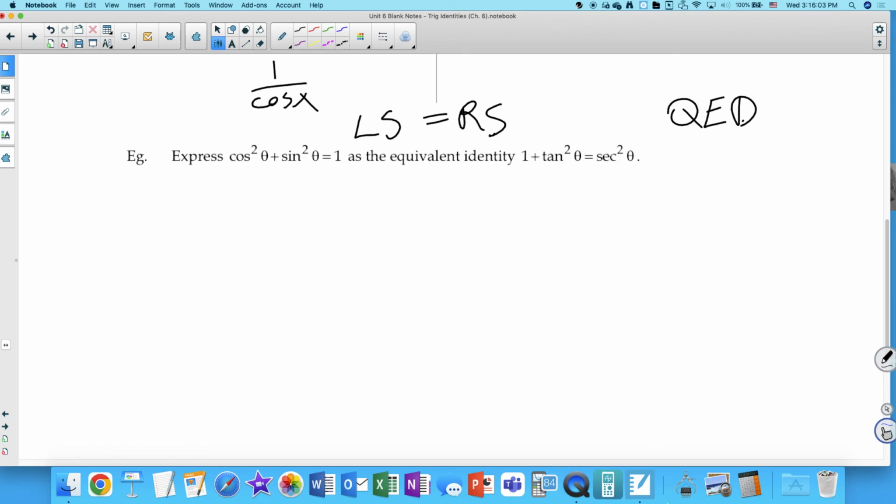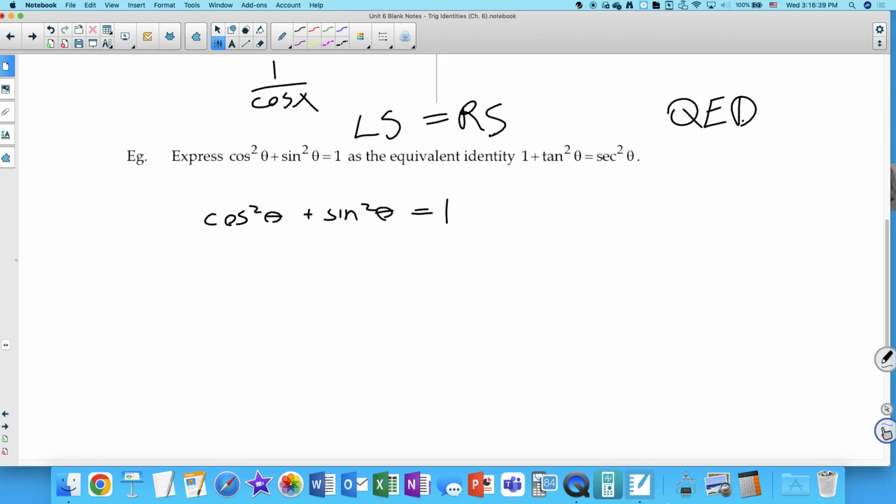We're done because we actually already did this one. Remember? Show that this is equivalent to this. What did we do to get from here to here? Think about just comparing this and this. What would you have to do to cosine squared theta to get it to be 1? Divide it by itself. Excellent.